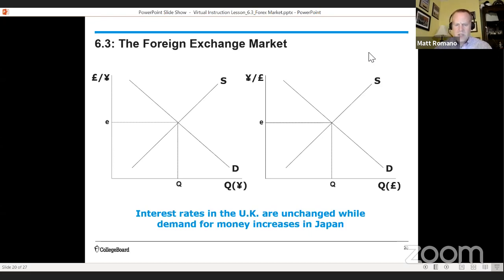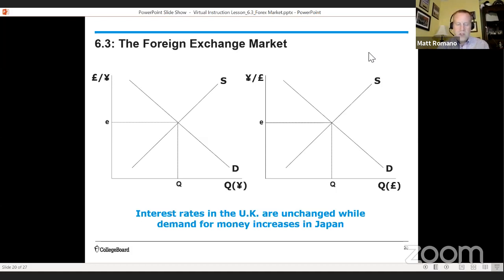Okay, so we're talking interest rate changes. We've got to think in terms of returns or expected returns on financial assets. There's been no change in the UK. You get the same interest rate you would have gotten yesterday. But if there's increasing demand for money in Japan, visualize that graph. We've got money supply and money demand. Money demand goes up. Interest rates in Japan are going to go up. That's a signal that you can get a higher rate of return for financial assets in Japan.